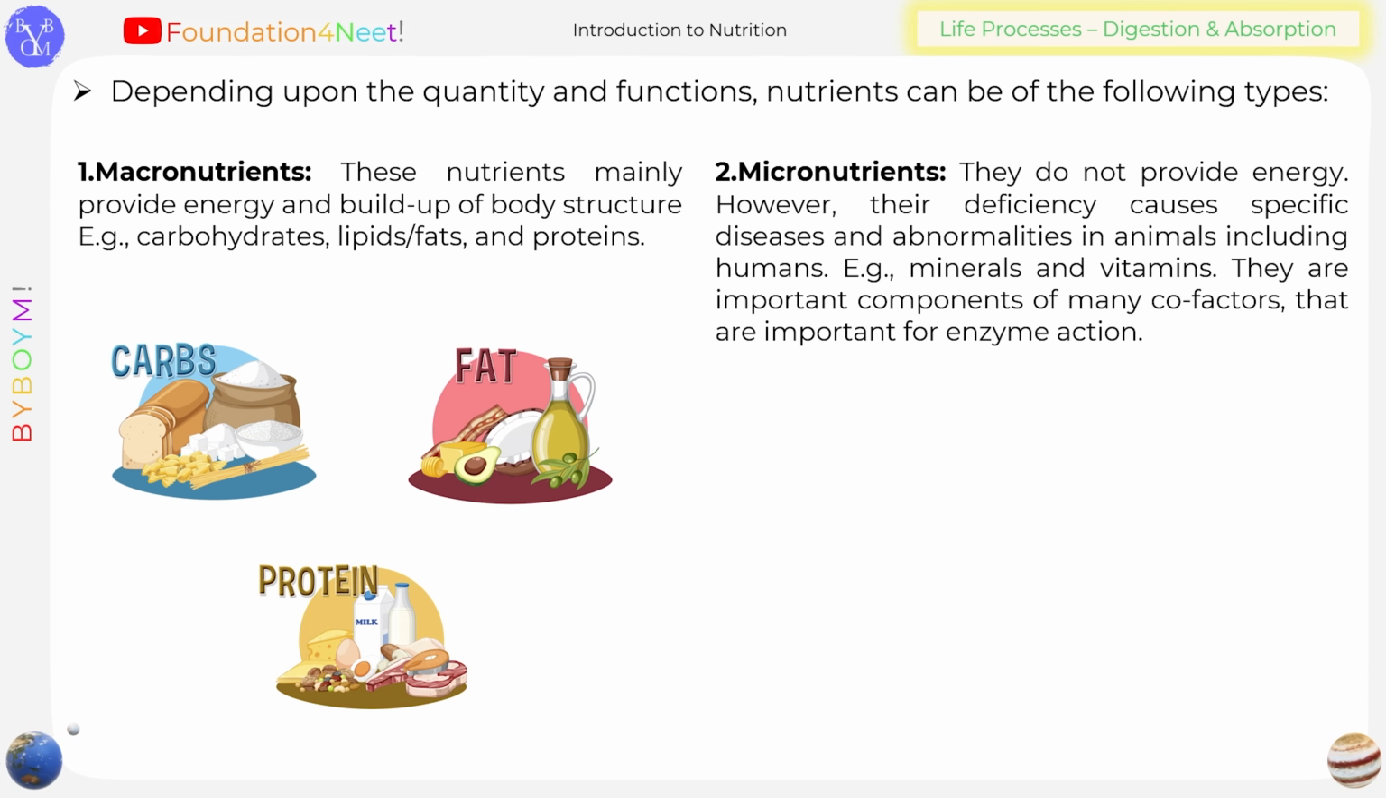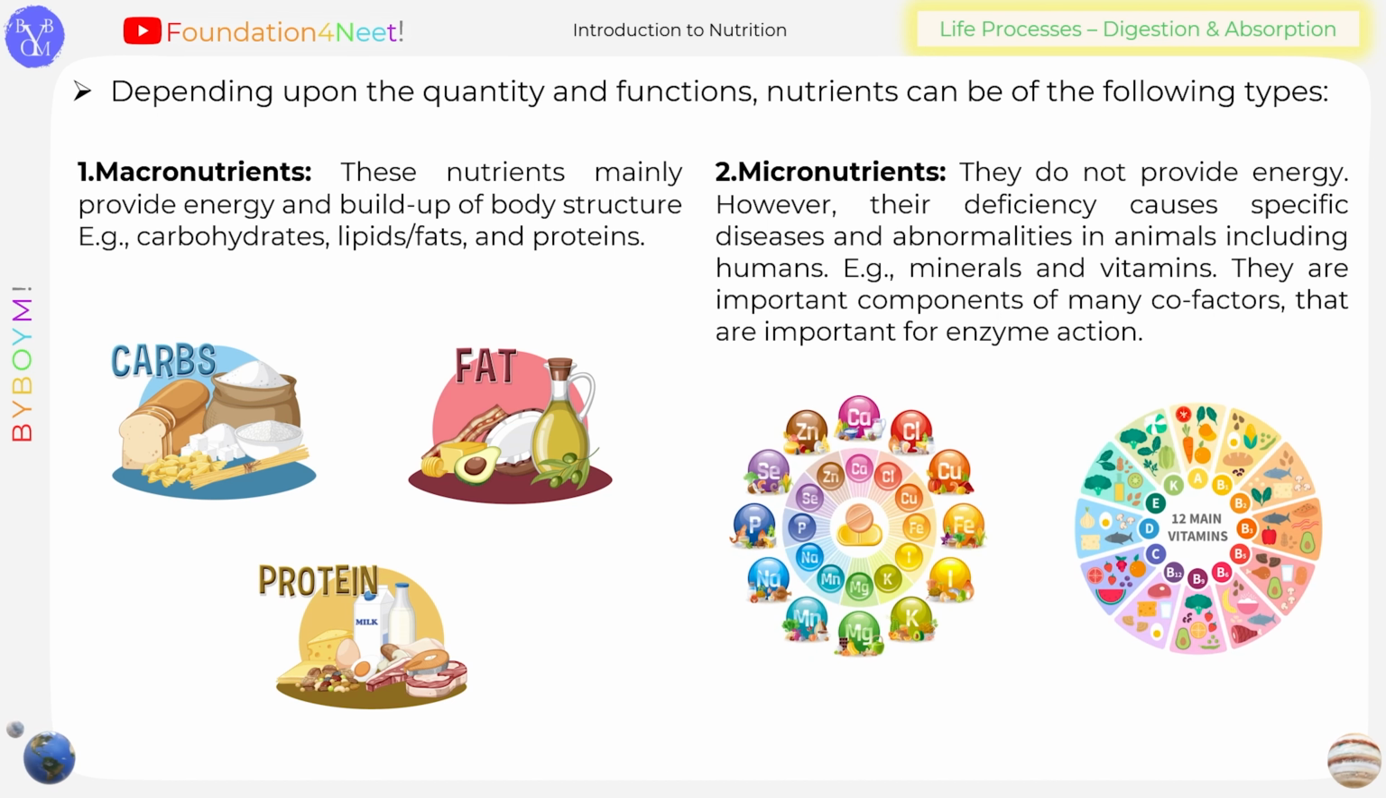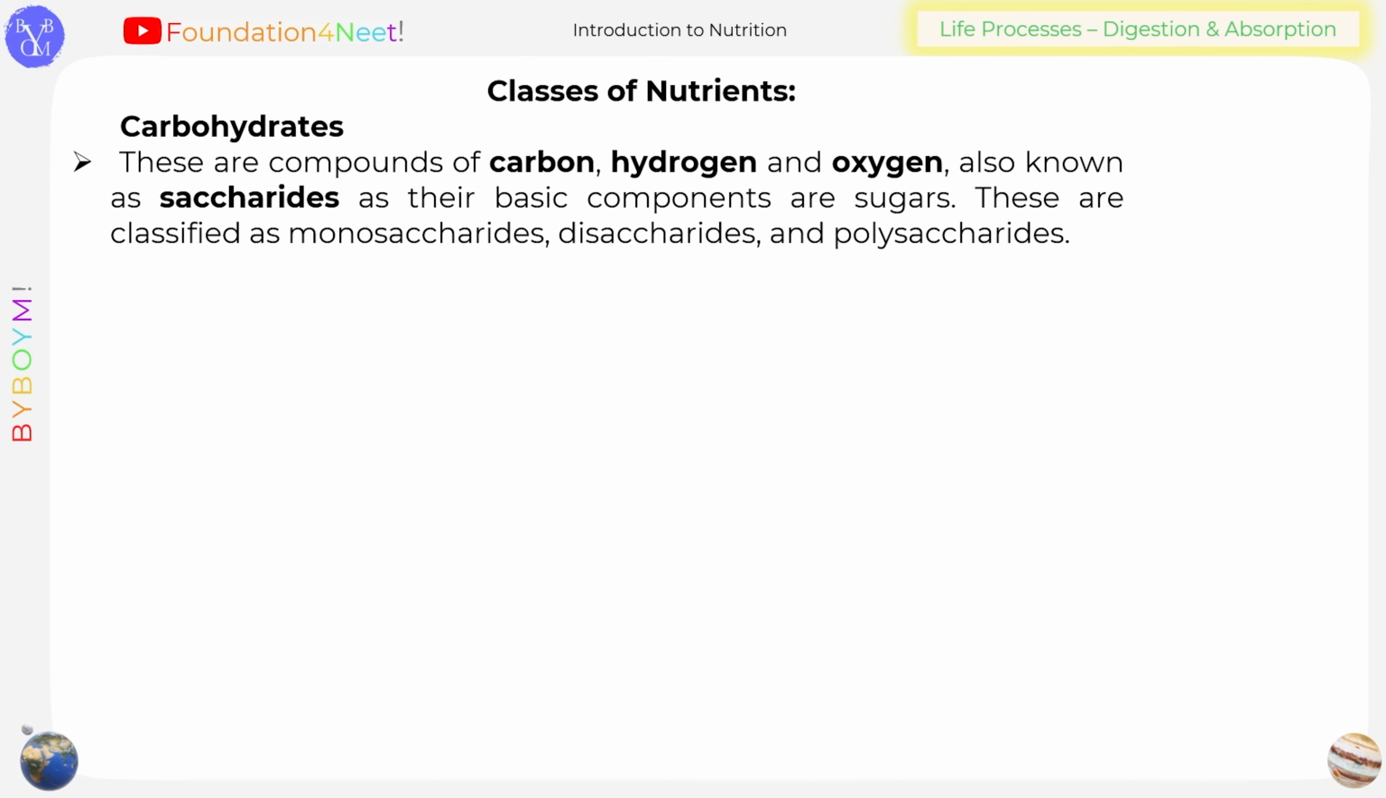Micronutrients do not provide energy, but their deficiency causes specific diseases and abnormalities in animals, including humans. Examples of micronutrients are minerals and vitamins. They are important components of many cofactors that are important for enzyme action. So, even though they do not provide a direct structural role or energy, they are important parts of molecules that function as enzymes. So, both minerals as well as vitamins are important and are considered micronutrients.